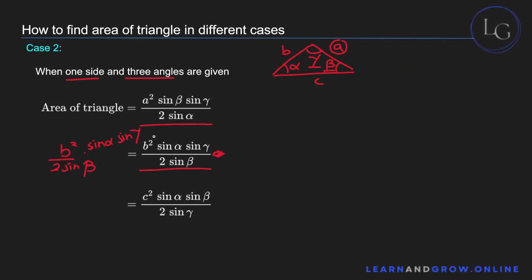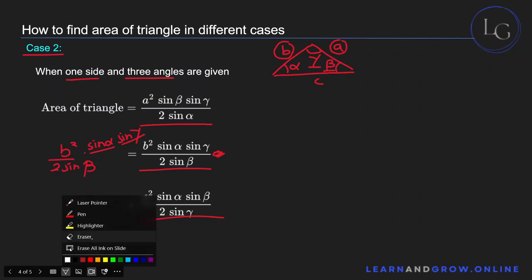So basically you can simplify this by saying, if the side B is given to you, divide B squared by 2 sine of the angle opposite to B, so 2 sine beta, and multiply all of that with sine of the other two angles, sine alpha and sine gamma. Same is the case for this one. I'll leave that up to you. But this is the second case for finding the area.